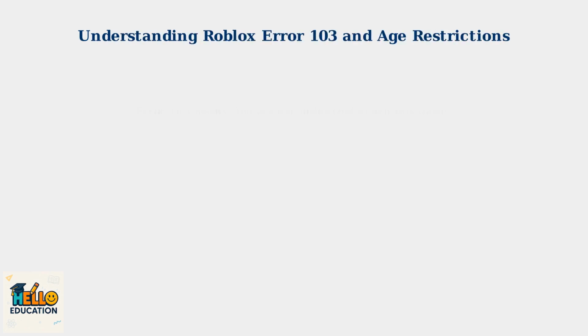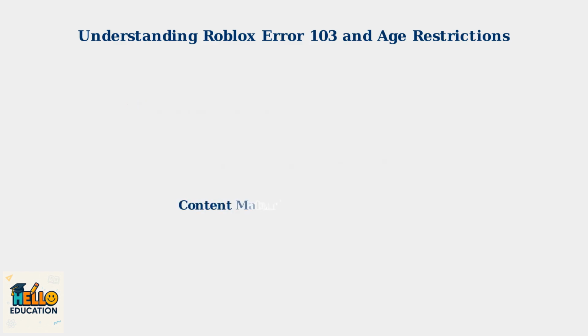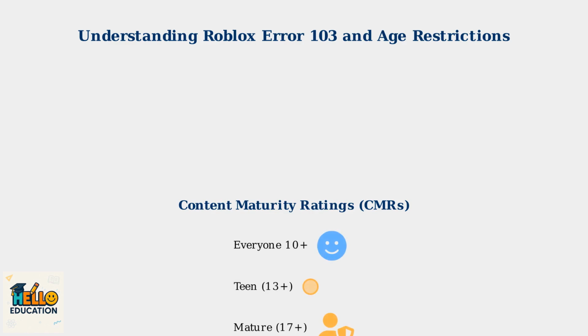Error 103 in Roblox means you are not authorized to join this game. This happens due to age restrictions. Roblox uses content maturity ratings to classify games. Games are rated for everyone 10 plus, teen 13 plus, and mature 17 plus.